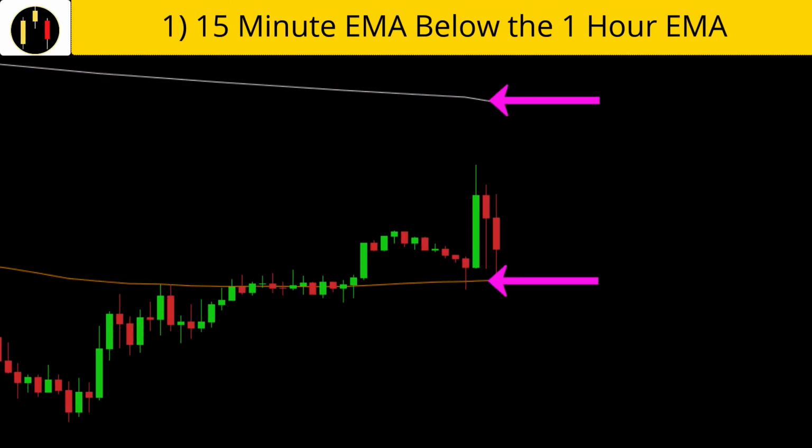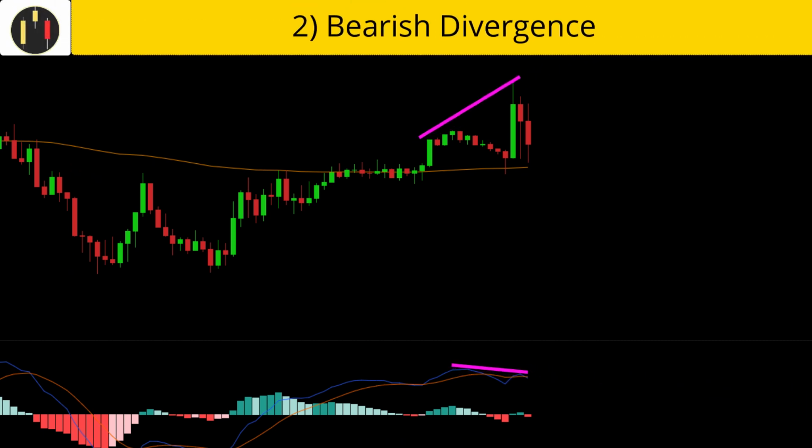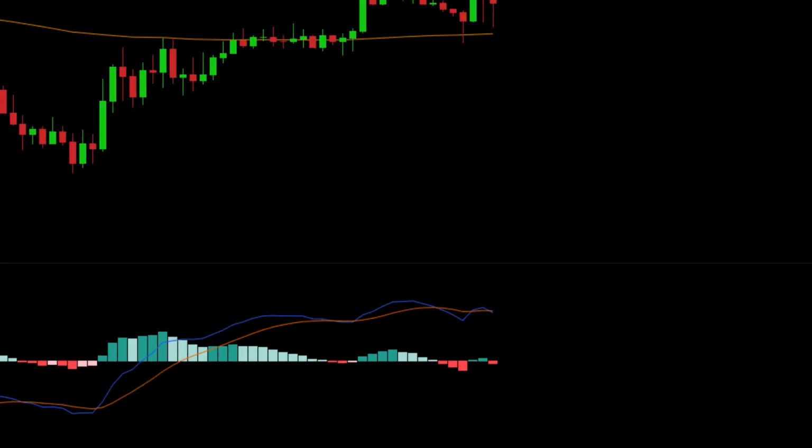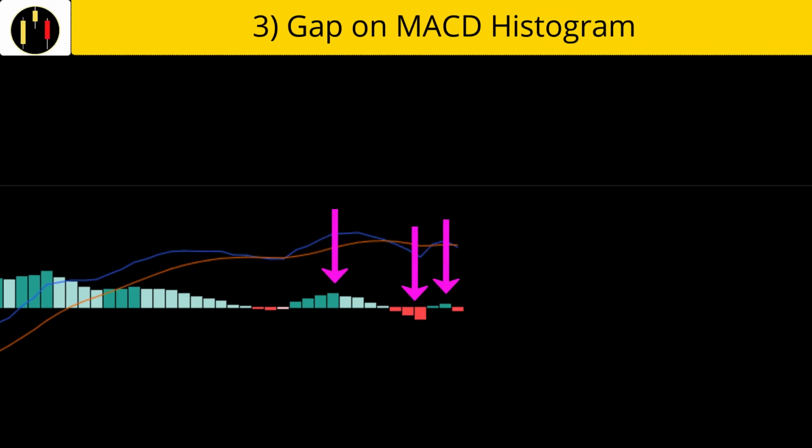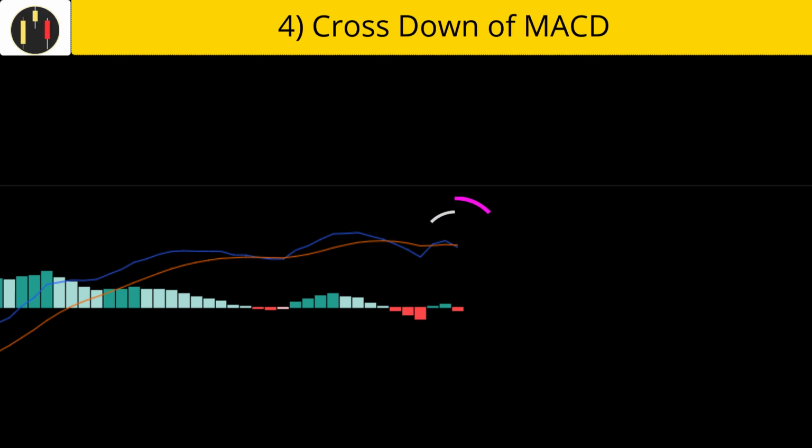First, the 15-minute EMA in orange must be below the 60 EMA in white. Second, we are looking for bearish divergence on the MACD, so a higher high on the price and a lower high on the MACD. Third, the MACD histogram must have a gap in color where the price is divergent. We want to see 2 green peaks with a red peak in the middle. Our entry signal is a cross down of the MACD.